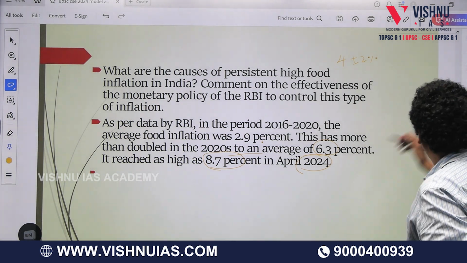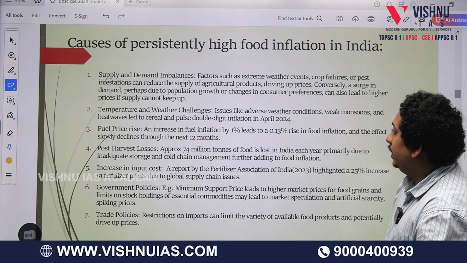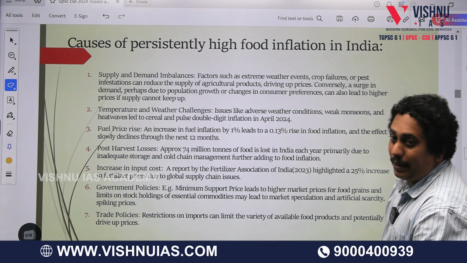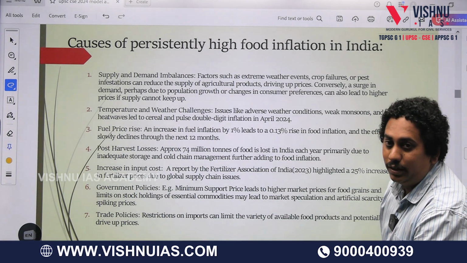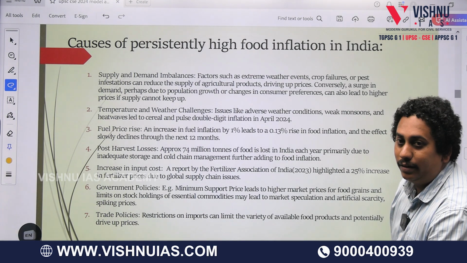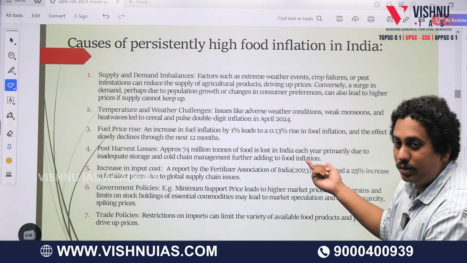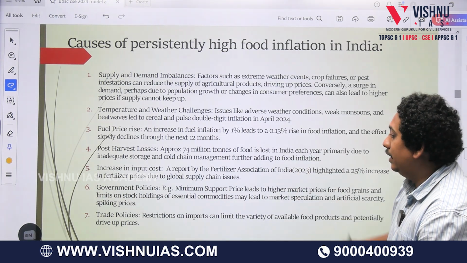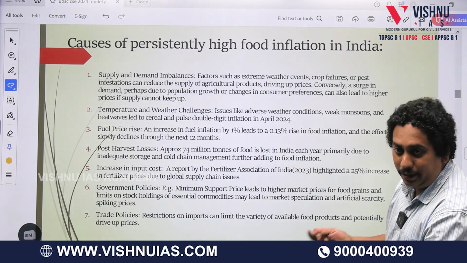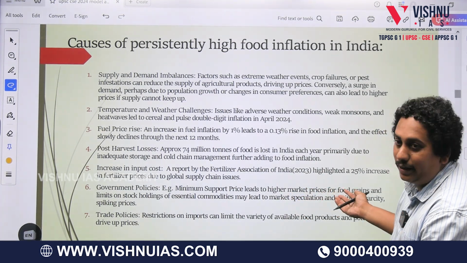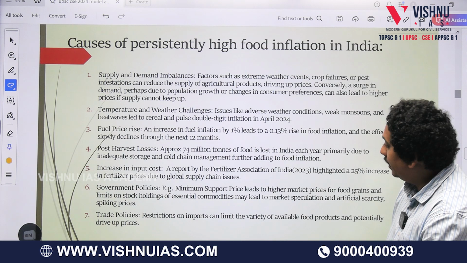Okay, you have to mention that. High food inflation, supply and demand reasons you will write. Temperature and weather, fuel price rise. This is one another reason which you can quote. Fuel prices are rising. Okay. Post harvest losses may be because of the cold storages and everything. Increase in the input cost, fertilizer prices పెరుగుతున్నాయి, labor cost increasing. Government policies like MSP ఇట్లాంటివన్నిటి వల్ల కూడా food inflation అనేది రావచ్చు.